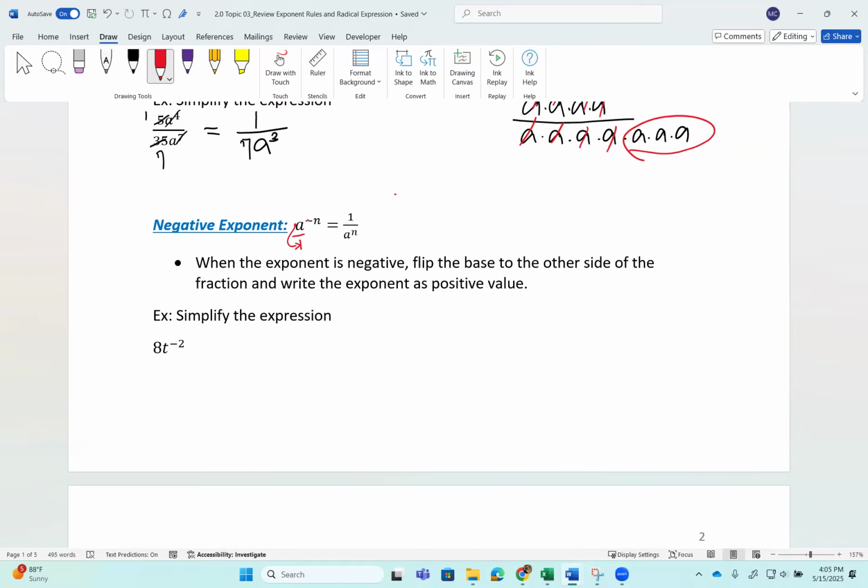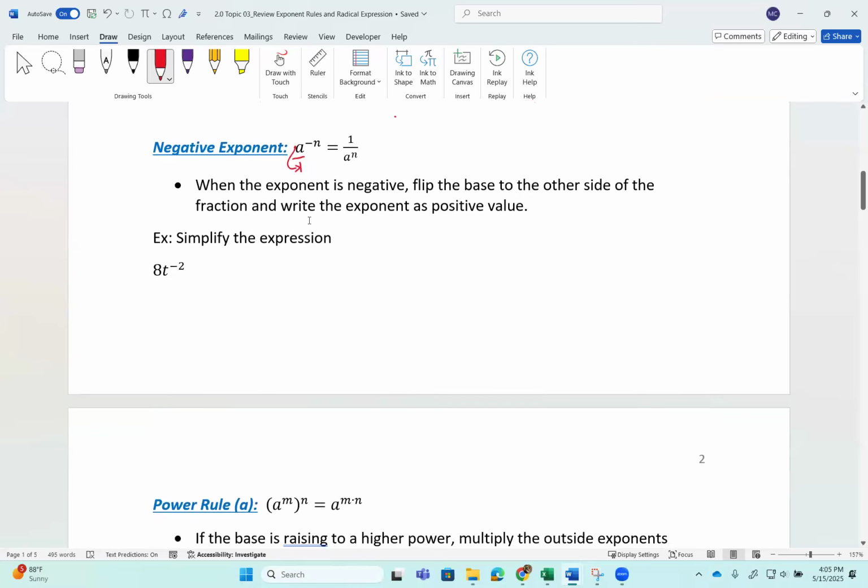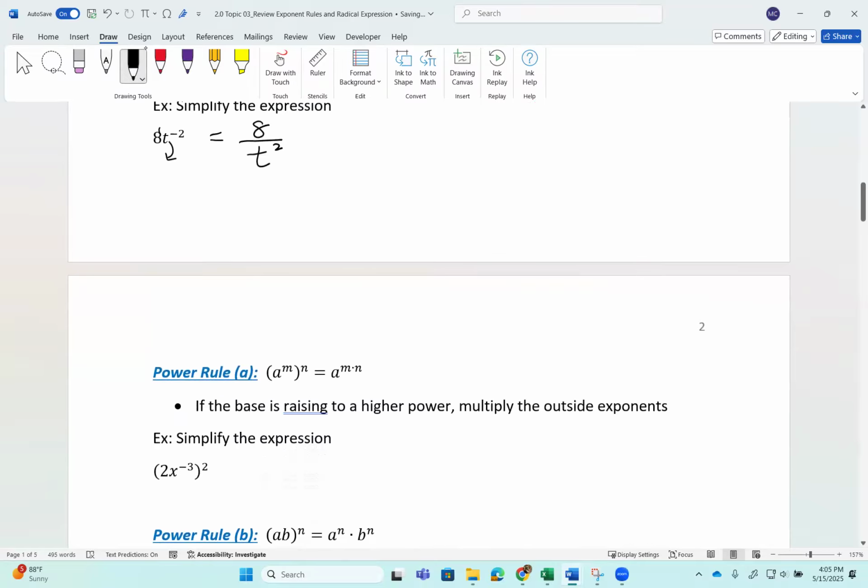All right, so for right now, I'm just going to flip all the bases that have a negative exponent to the other side. So 8 is to the first power, right? The t is to the -2 power. So 8 will remain on the numerator. The t will flip to the other side and I write the exponent positive. So that's 8 over t squared.